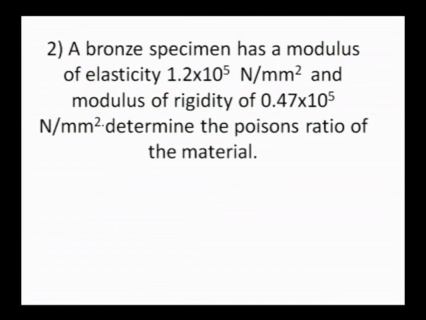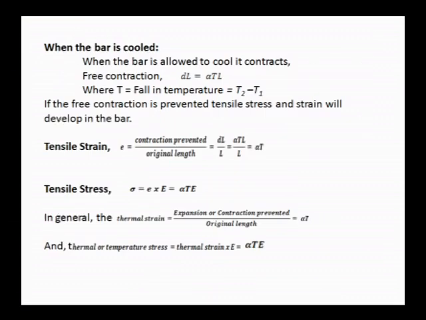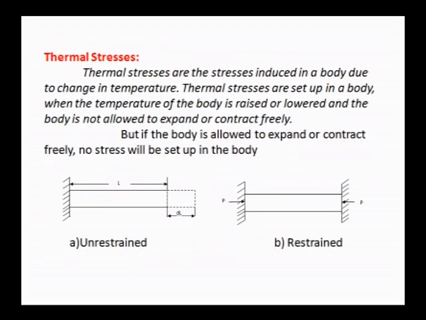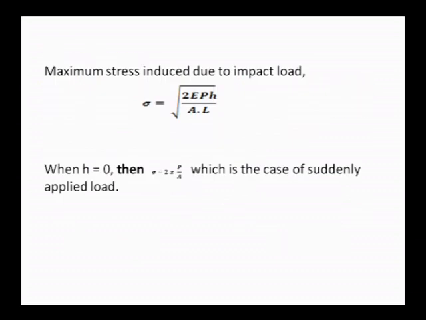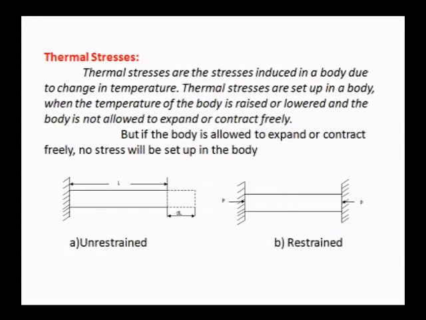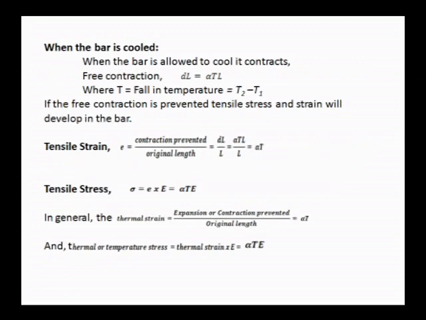So today in this class we have discussed total strain energy, resilience and modulus of resilience, proof resilience, and different types of loading conditions: gradually applied loads, sudden application of loads and impact loads, and thermal stresses. There are two types we have discussed, that is unrestrained condition and restrained condition, and how to calculate the thermal stresses, thermal strains and all.